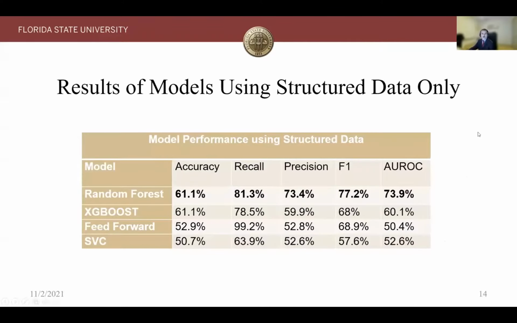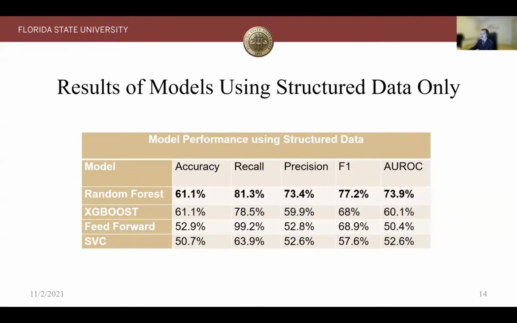Moving on to the results of the models using structured data only, the highest scoring model was the random forest model with an accuracy of 61.1%, a recall of 81.3%, a precision of 73.4%, an F1 score of 77.2%, and an AUROC score of 73.9%. The random forest model shown here had the second highest AUROC score out of all 3 data sets.